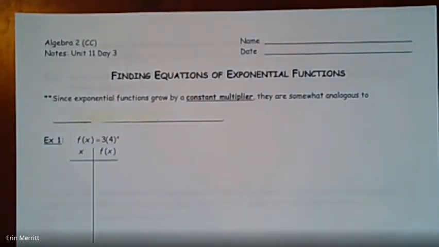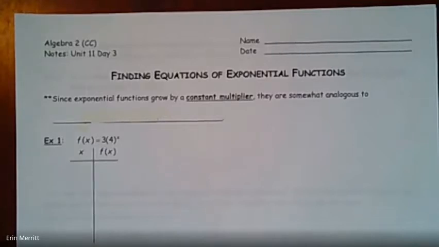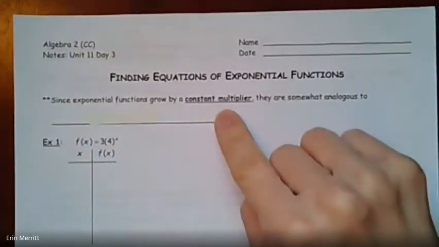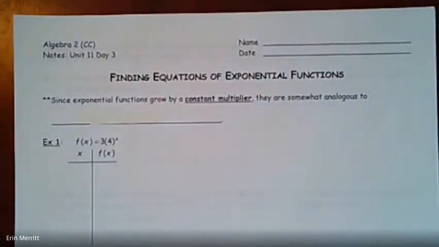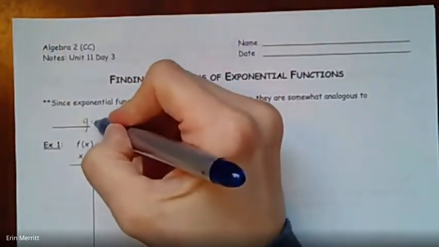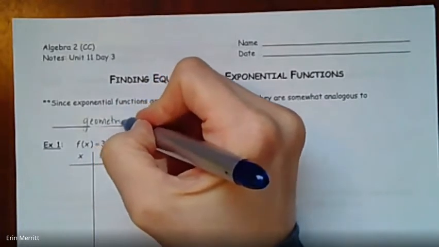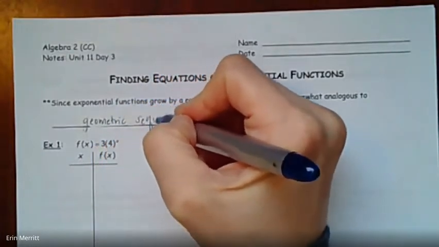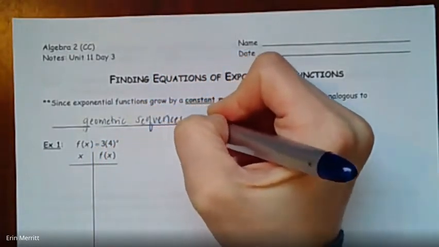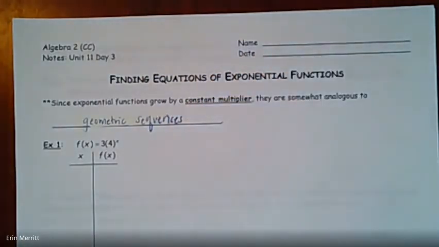We are looking at finding equations of exponential functions today. Since exponential functions grow by a constant multiplier, we say they're somewhat analogous to geometric sequences. So when we did sequences and series, you'd always multiply by a constant value to get from one term to the next.